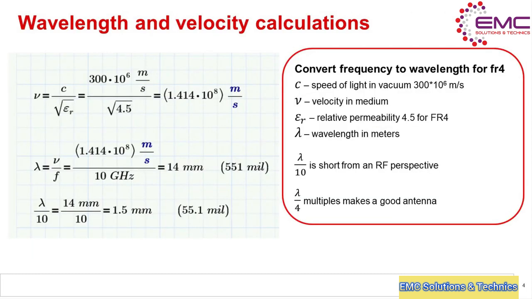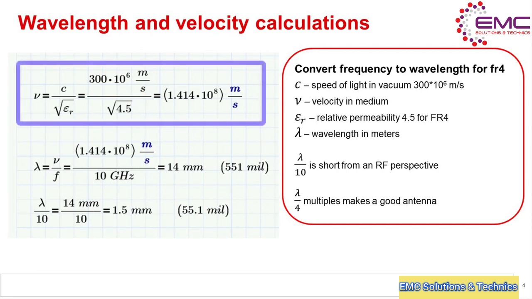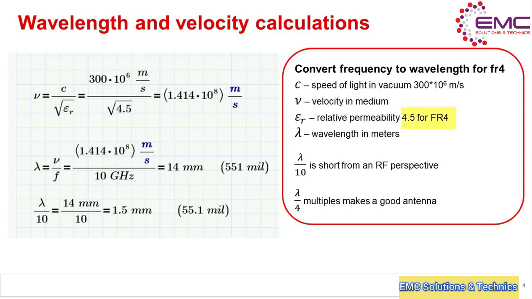Here we present equations for velocity and wavelength for electromagnetic waves for printed circuit boards. The velocity is determined by dividing the speed of light by the square root of the relative permittivity of the PC board dielectric. FR4 is the most common dielectric, and it has a permittivity of 4.5. This number is not well controlled, and it can vary significantly. Higher frequency boards often use better controlled dielectrics such as Johnson.